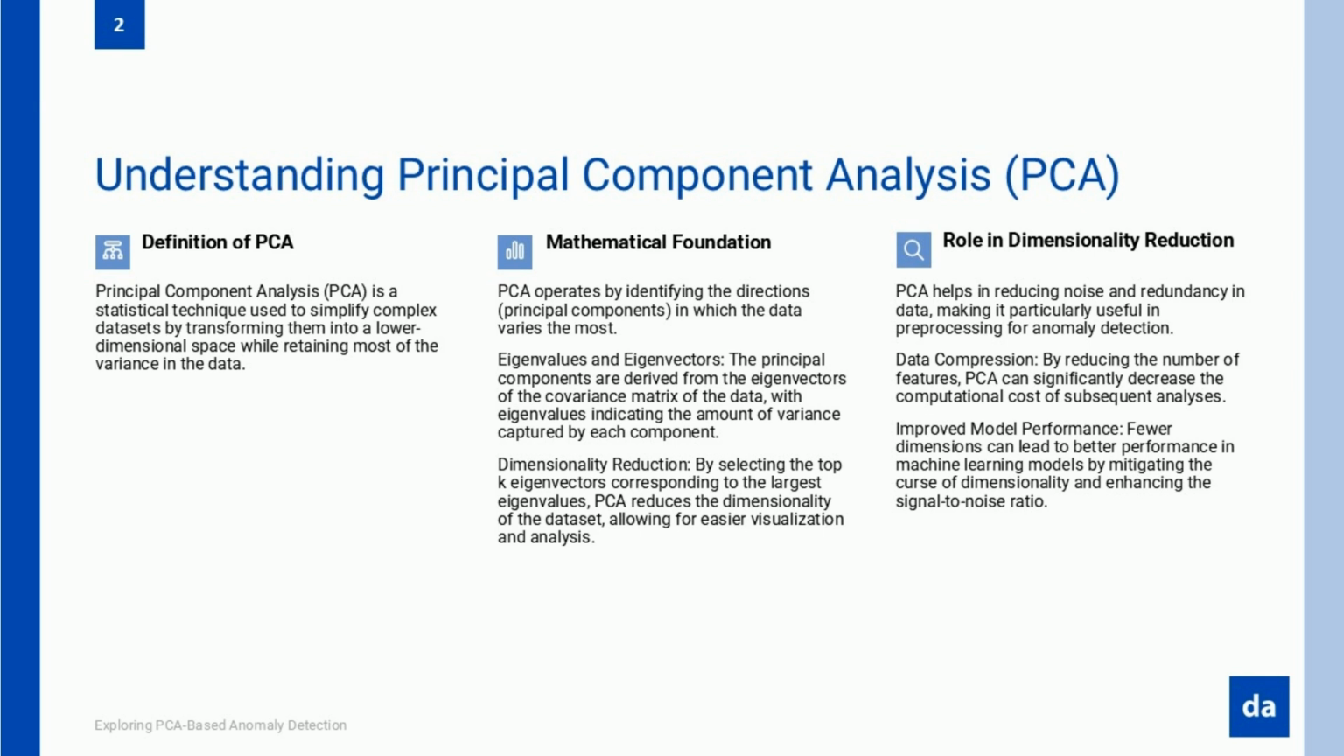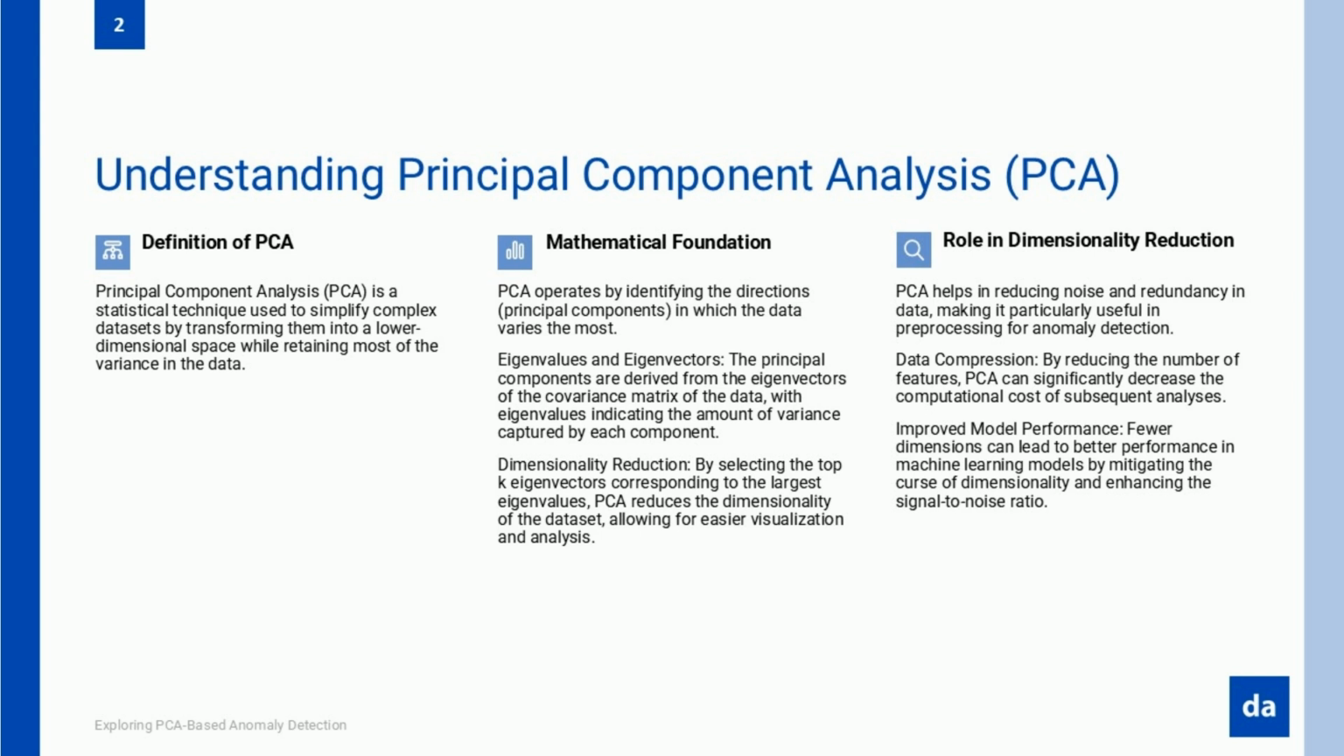Because anomalies tend to stand out when data is projected onto its principal components. Instead of being hidden in a complex high-dimensional space, outliers become more detectable when viewed through a reduced dimensional lens. This is why PCA is so widely used in fraud detection, network security, and even healthcare diagnostics.